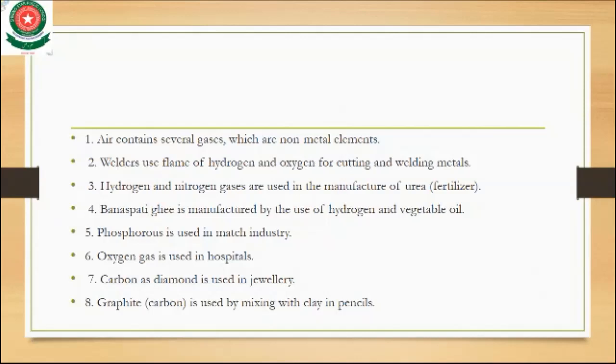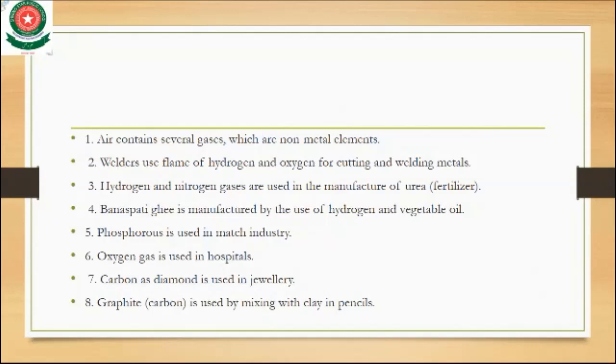Okay, next, three, is hydrogen and nitrogen. Hydrogen and nitrogen gases are used for the manufacture of urea, called fertilizers. And what is the meaning of fertilizers in Urdu? The meaning of fertilizer is khad, as you see. Hydrogen and nitrogen gases are used in the manufacture of urea.